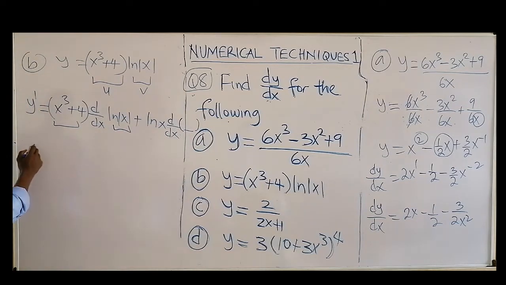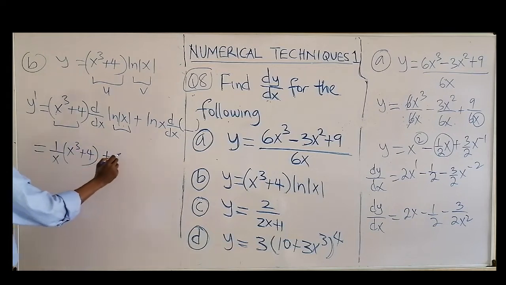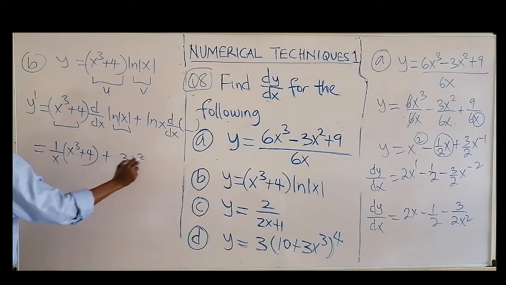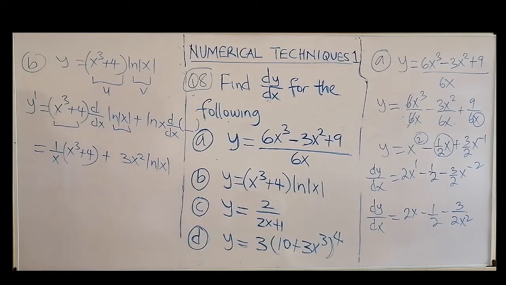That will give us the derivative of ln x, which is 1 over x, times x cubed plus 4, and then plus the derivative of this other function, that's 3x squared, times the ln x. So that's that on that question, and that will take us to question C.